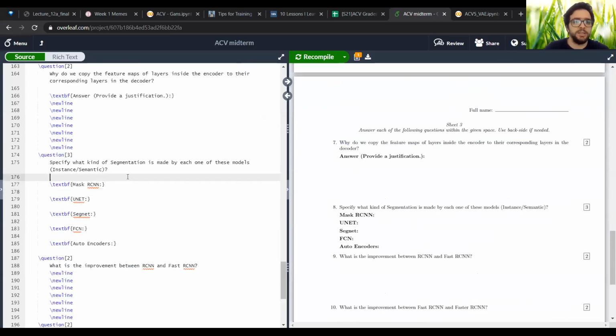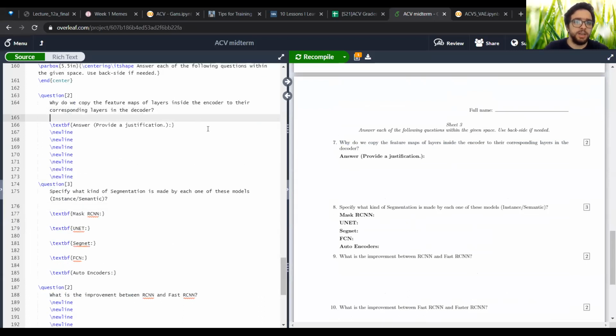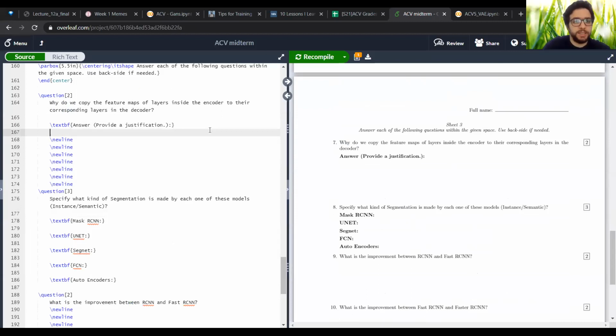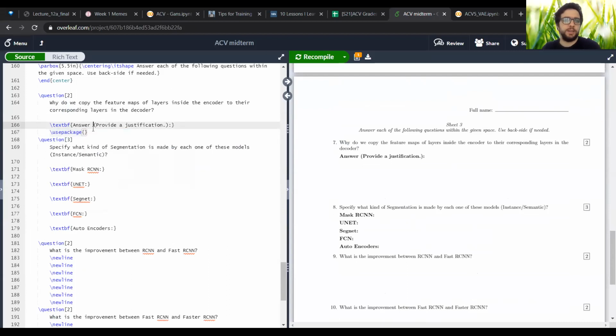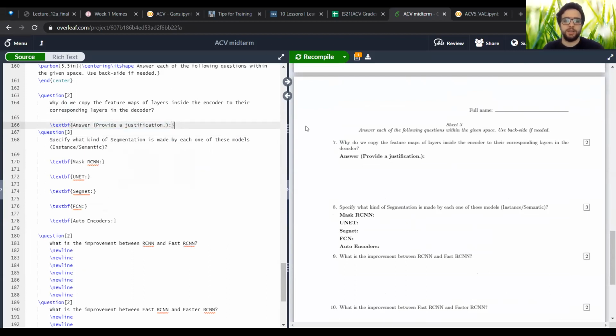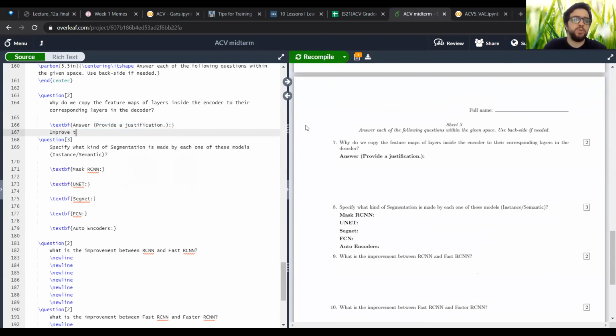Why do we copy? This one is also easy. You guys got it. Let me put it here. So basically, this improves the precision of the decoder, right? Or improves the performance of the decoder.